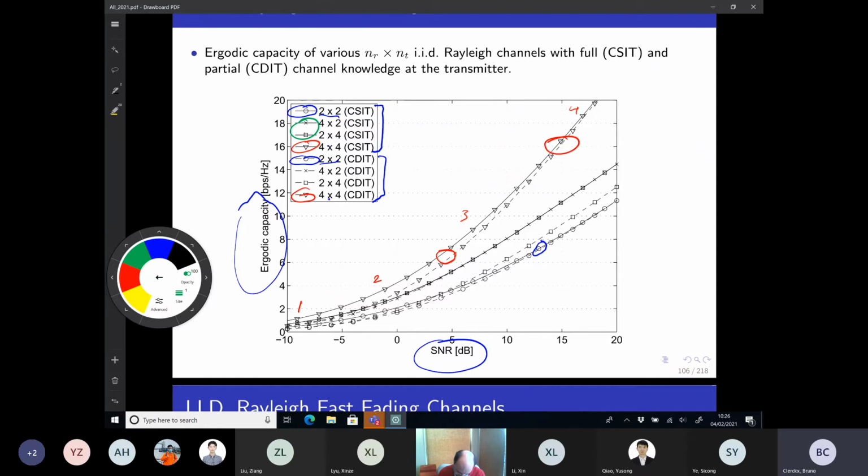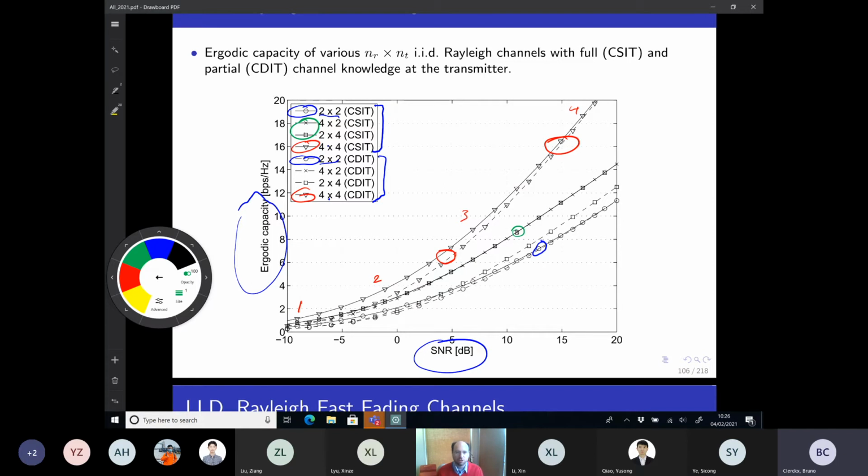Right, they should be here, those ones. They're all on top of each other. So you can show that if you have perfect CSIT, whether you have NR multiplied by NT, so you have a 4x2 or a 2x4, so you switch the number of antennas at the transmitter and the receiver, the capacity is the same.